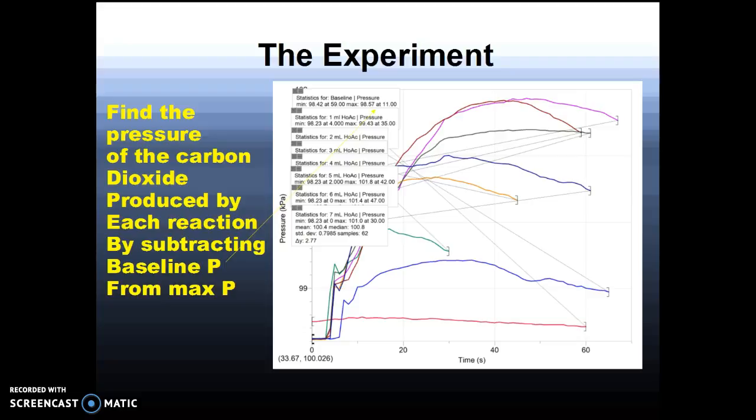This is one of the graphs of time versus total pressure that was taken by a student group. We find the pressure of the carbon dioxide produced by the reaction by subtracting the baseline pressure, which in this case was 98.57 kilopascal, from the maximum pressure. Here, with 1 milliliter of acid added, it was 99.43 kilopascal. So the difference in those two numbers is considered to be the pressure contributed by the carbon dioxide produced in the reaction.